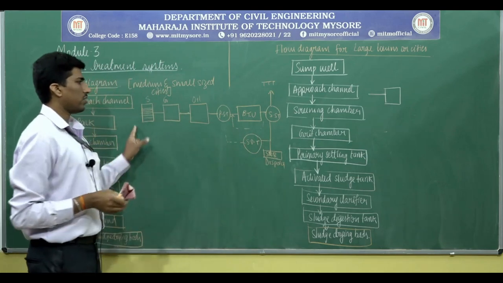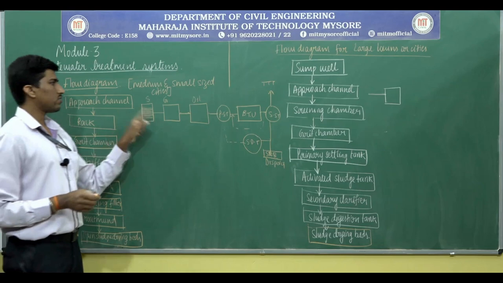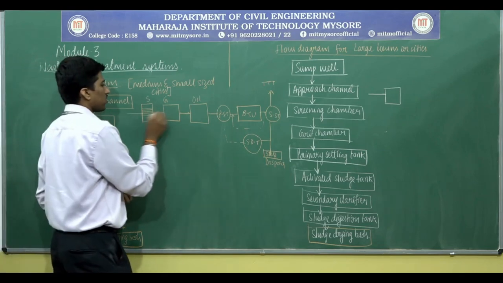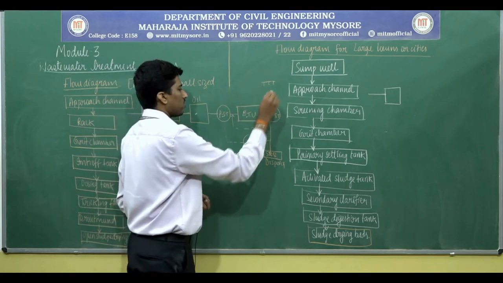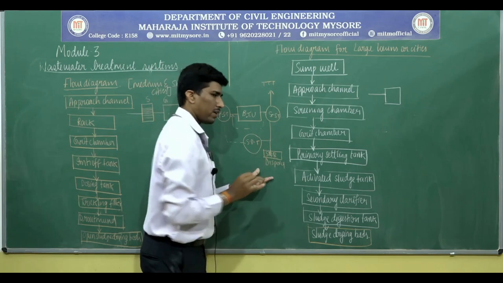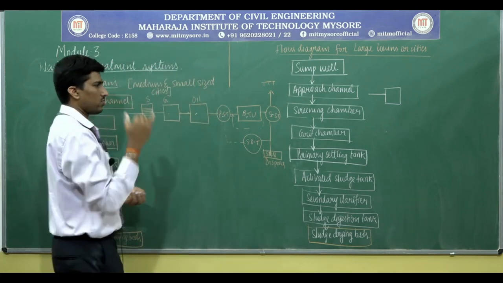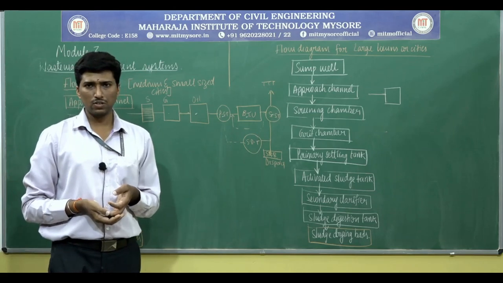So this is the representation: the screens followed by the approach channel or pumping station, grit chamber, oil and grease skimming tank, primary sedimentation tank, biological treatment unit, secondary sedimentation tank, sludge digestion tank followed by the sludge drying bed with the disposal conditions. These are the set of treatment units normally provided. We call it a conventional treatment system.